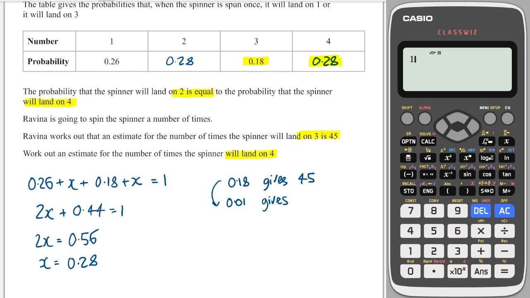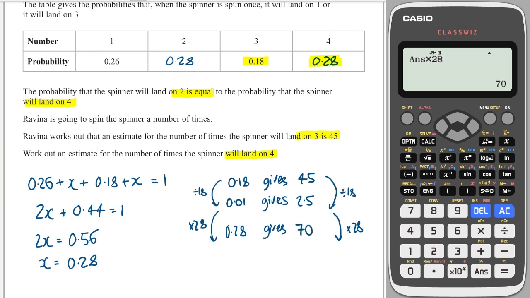So if I do 45 divided by 18, I get 2.5. And then I could work out how much 0.28, which is what we need, how much that gives us. To do that, I'd multiply this by 28. So I take my 2.5 and I times it by 28 and I get 70. And that is our final answer.